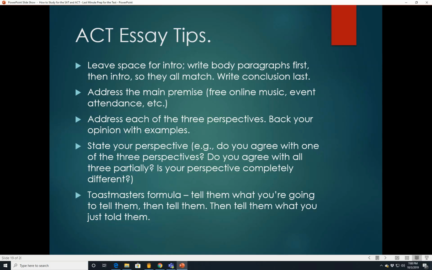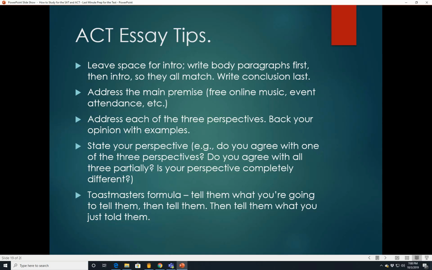You want to address the main premise. It's going to be something like the main topic about the availability of free online music, declining event attendance, things like that, which are in the sample essays given in the official ACT guides, the official ACT essays. You want to address each of the three perspectives and back your opinion with examples. Why do you agree or disagree with each perspective?